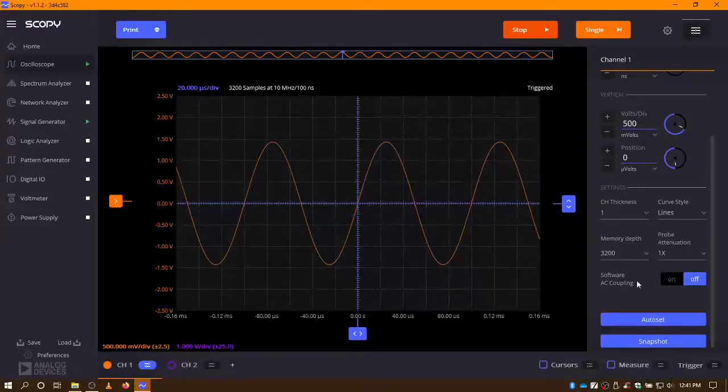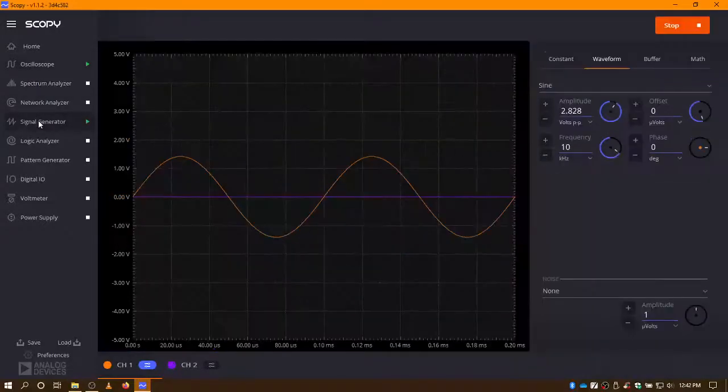One other thing that you can try is something called AC coupling. And what that does is it will block any DC voltage on your signal. In this case here, we'll go back to the signal generator. And like it says, we have a sine wave with an amplitude of almost 3 volts peak to peak at a frequency of 10 kilohertz. I'm going to make a change. I'm going to change the amplitude to something like 100 millivolts.